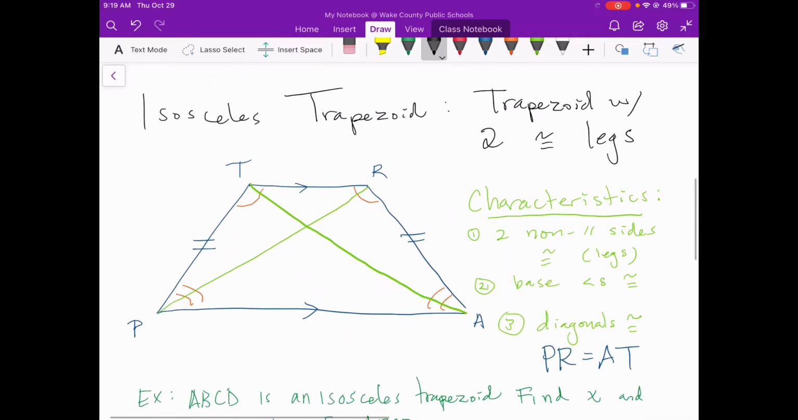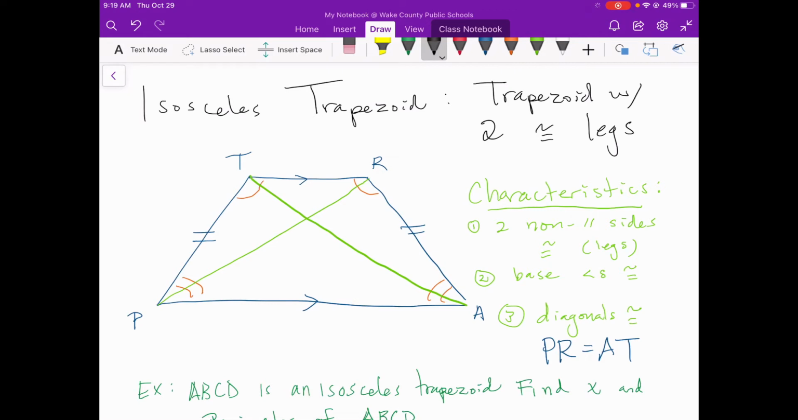Now, we do get some symmetry when we have this scenario called an isosceles trapezoid. An isosceles trapezoid, similar to an isosceles triangle, has two sides congruent. But the sides that are congruent are the non-parallel sides. Very important: the legs are what's congruent. In this case, the legs that are congruent are TP and RA. Those are your congruent legs. So not parallel, but they are the same. And by them being the same, you can see the symmetry that I was talking about.